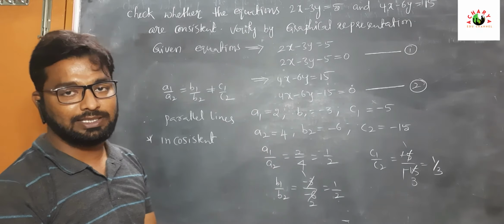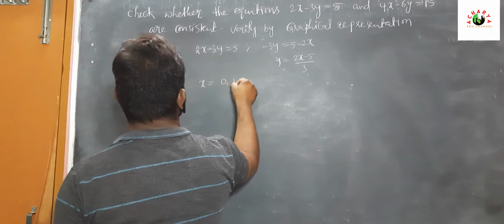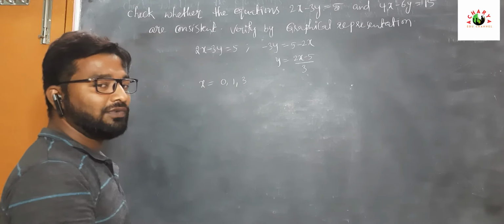Now we have to show it in the graph. So let me take some values. 2x minus 3y equal to 5. Then minus 3y equal to 5 minus 2x, then y is equal to (2x minus 5) by 3. Why? Because minus is sent to the right side, it becomes 2x minus 5, and y is equal to (2x minus 5) by 3. So let the x values be 0, 1, 3. Three or four values are enough.